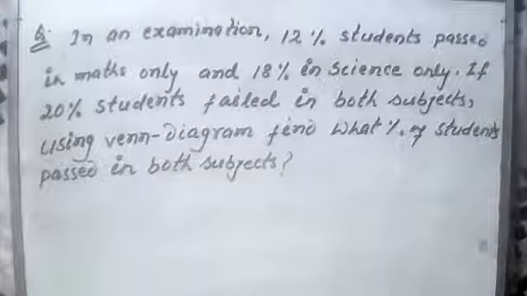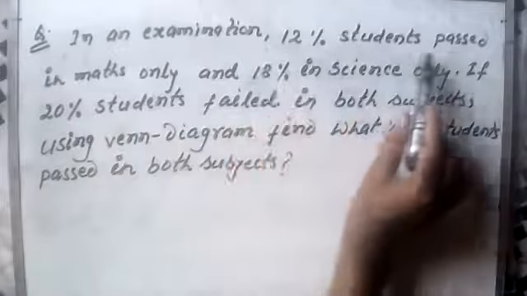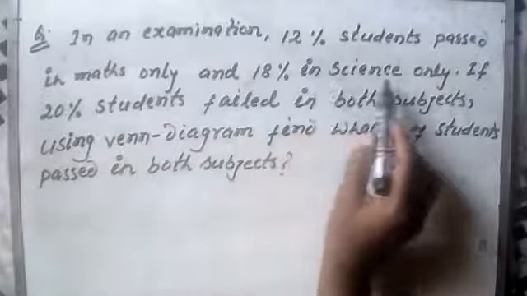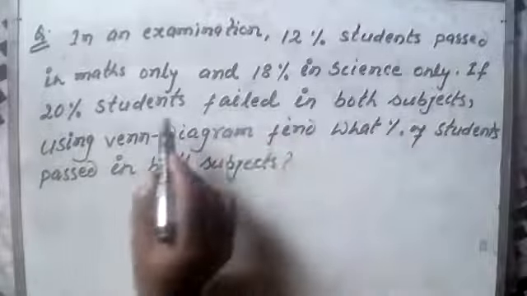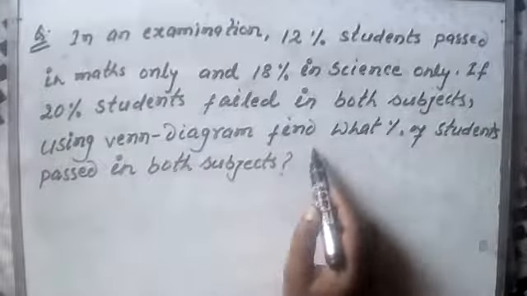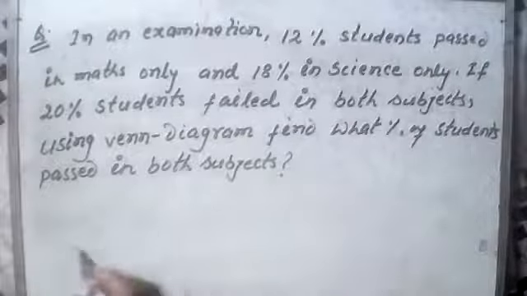Today we will be discussing some different types of questions from sets. Here we have a question. In an examination, 12% of students passed in maths only and 18% in science only. If 20% of students failed in both subjects, using a Venn diagram, find what percent of students passed in both subjects.